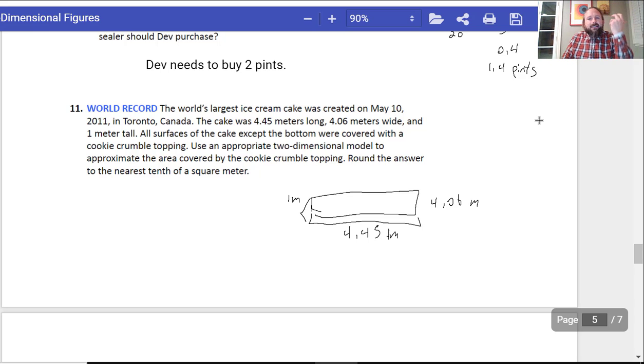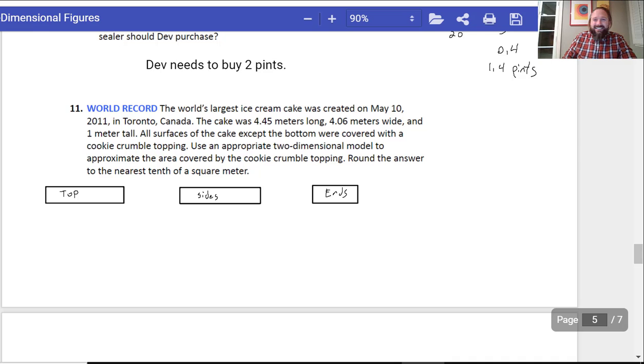All surfaces of the cake except the bottom were covered with cookie crumble topping. Use an approximate 2-dimensional model to approximate the area covered by the cookie crumble topping. Ooh. So I'm going to draw it out and explain it to you. All right, guys, here we go.